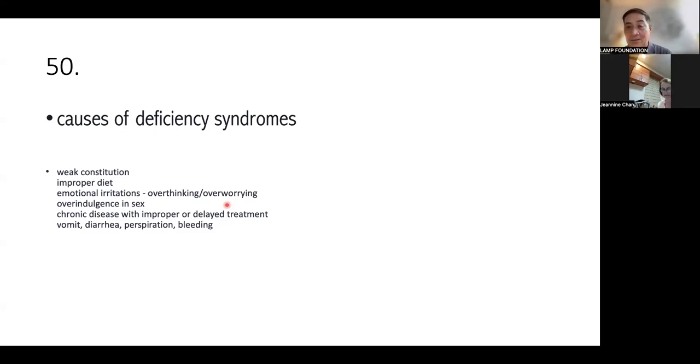So, as Sir Vic said earlier, congenital: we have a weak constitution. You were born with it. Improper diet, emotional irritation, specifically overthinking and overworrying. Overindulgence in sex, or chronic disease with improper or delayed treatment. That's why we need the expertise of the acupuncturists and also naturopaths. Also vomit, diarrhea, perspiration, and bleeding. These are deficiency syndromes.